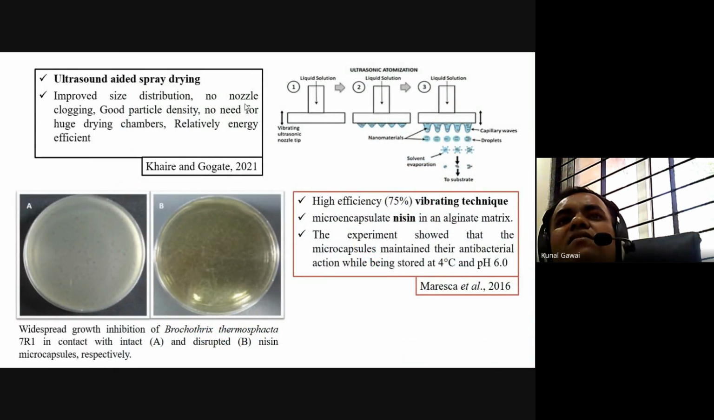Someone tried ultrasound along with spray drying. For what purpose? To better encapsulate nisin in an alginate matrix, and they observed higher efficiency, around 75%. And this technique will give better results when we encapsulate such types of antibacterial substances by application of both of these two.